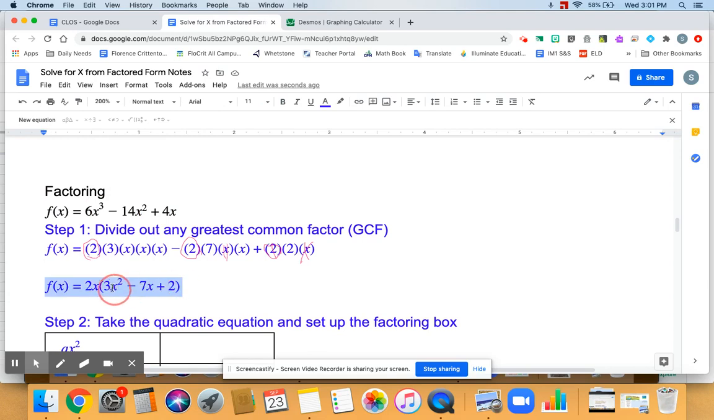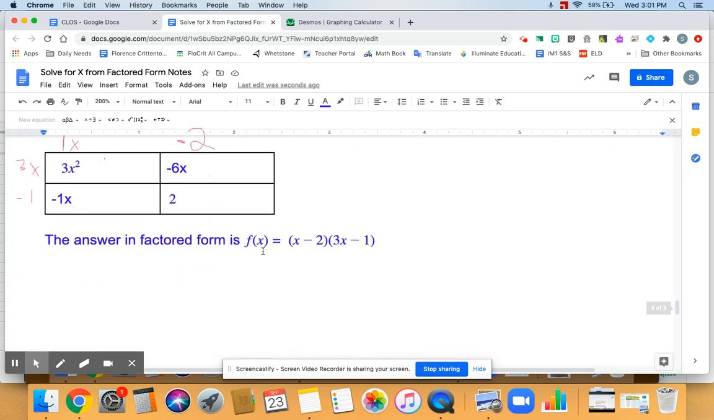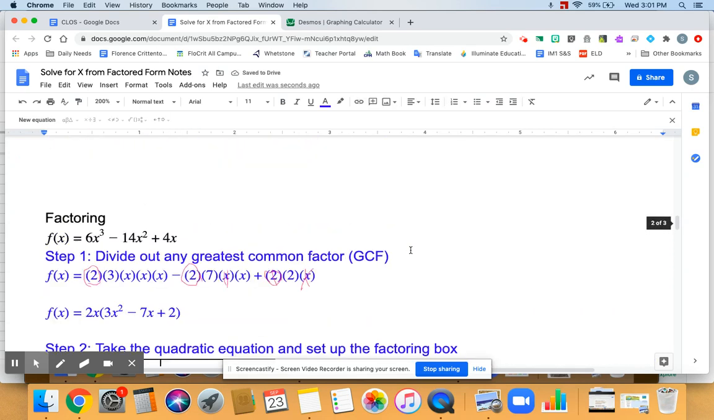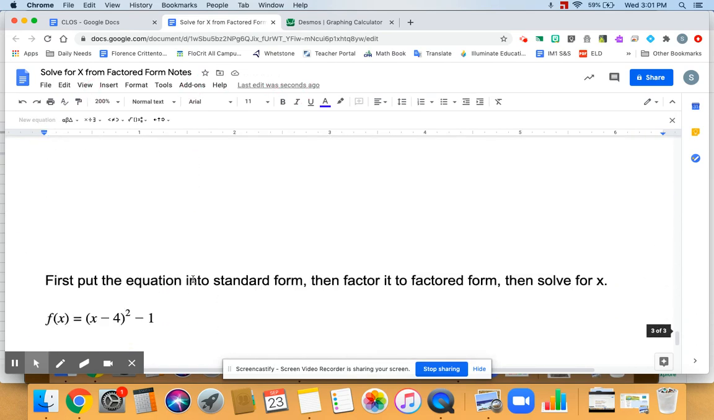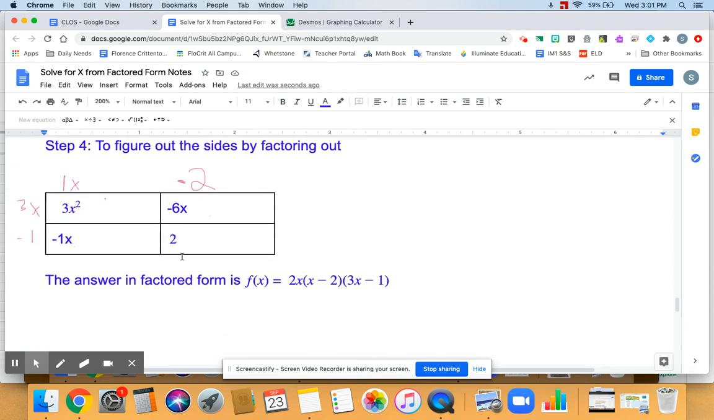Well, this part. And then I still have that 2x from the beginning. So actually my answer has to have that 2x in front of it to make it the exact same as the very original one. Because I can't forget that the first thing I did was factor out that 2x. And then I factored it even more using the factoring box to get this times this.